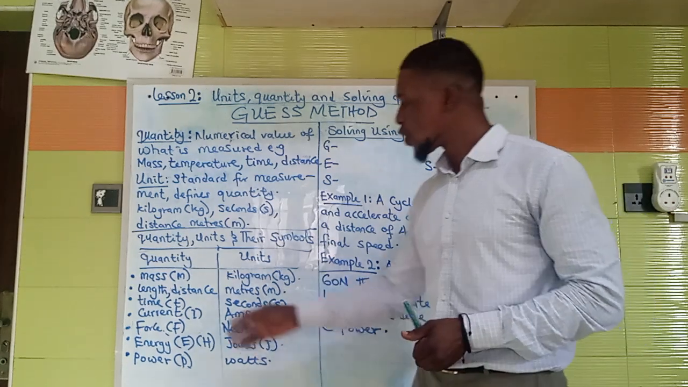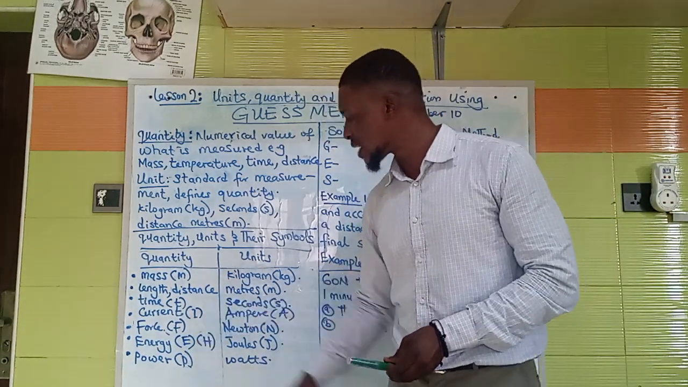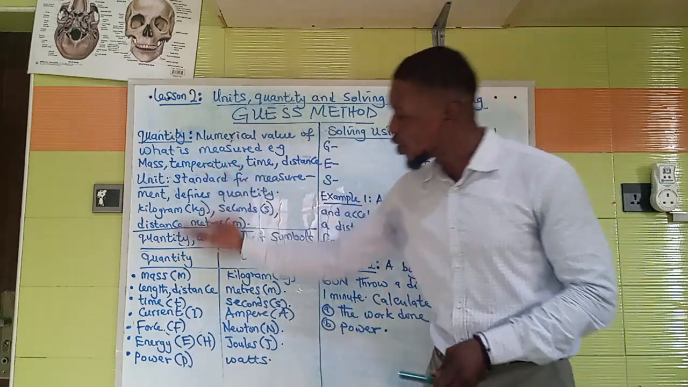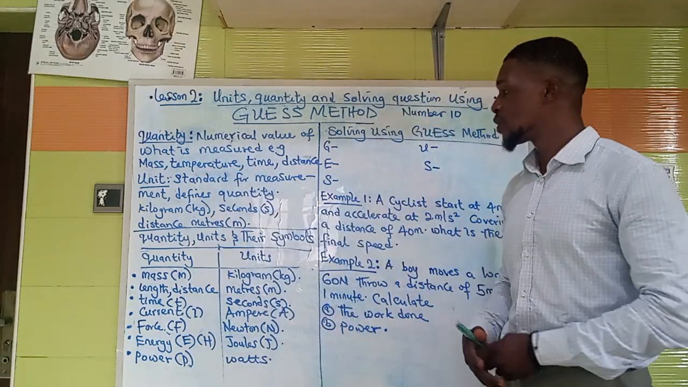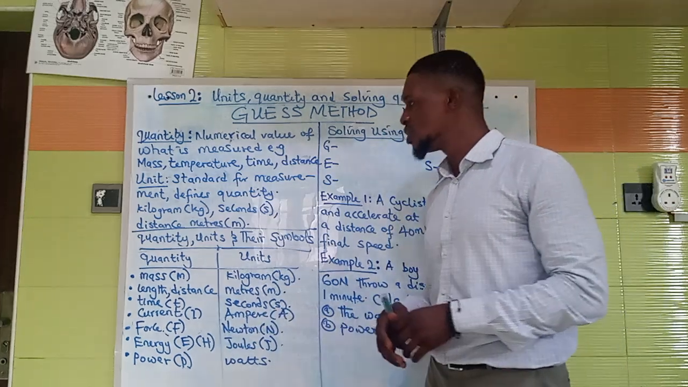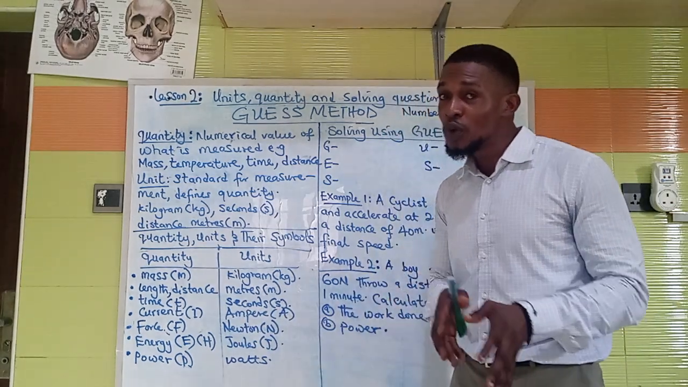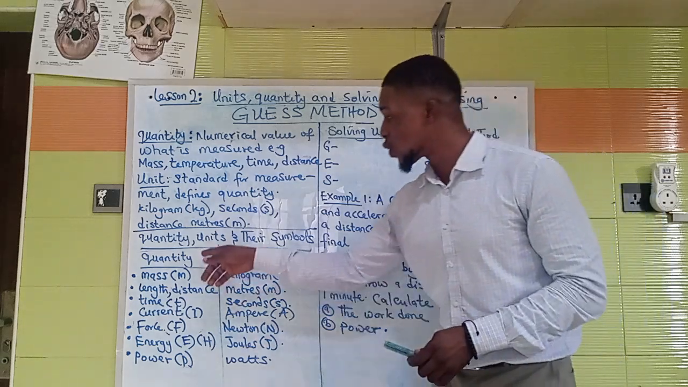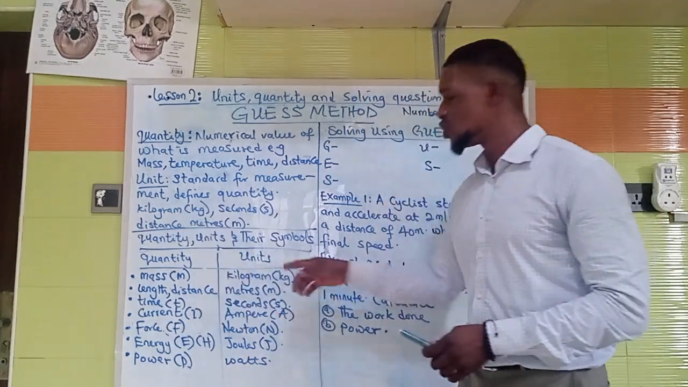All right. For current, the symbol is I. The unit is ampere, and then we have others as well. So you can pause the video and go through these quantities and their units. Like I said, you must know the symbols of the quantities and the units.